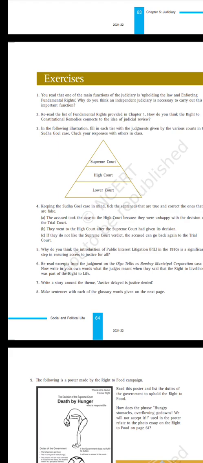Why do you think the introduction of public interest litigation (PIL) in the 1980s is a significant step in ensuring access to justice for all? Reread excerpts from the judgment on the Olga Tellis versus Bombay Municipal Corporation case. Now write in your own words what the judges mean when they said that the right to livelihood was part of the right to life. Write a story around the theme 'justice delayed is justice denied.' Make sentences with each of the glossary words given on the next page.